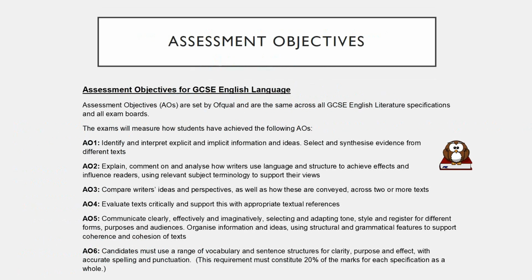Right. Just a recap, AO5, AO6, this is what you're being marked on here. So if you look over those, you can see they're all things that I've been talking about.